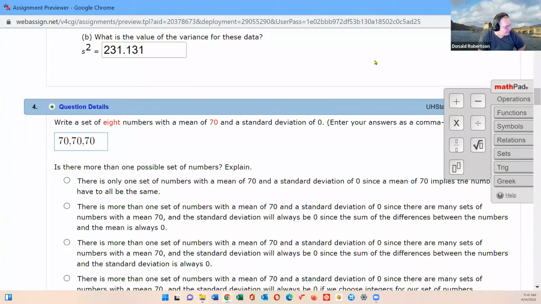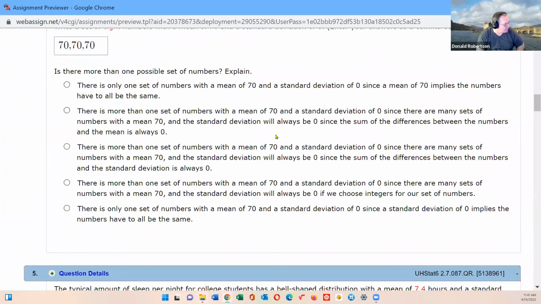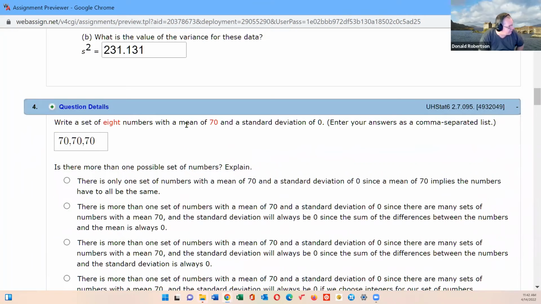Now, the next piece of that question is quite cool. It says, is there more than one possible set of numbers that this would be true? In other words, can you find another example where the mean is 70 and the standard deviation is 0? Do you think it's possible to have another set of numbers where that was true? What do you think? The mean has to be 70, but the standard deviation has to be 0. Is there another combination that could happen?